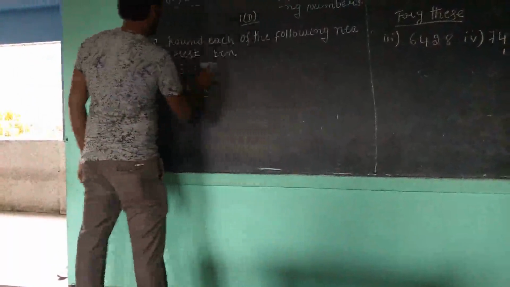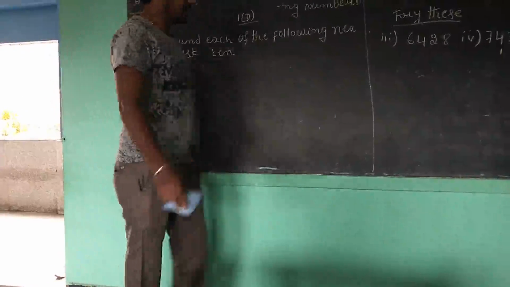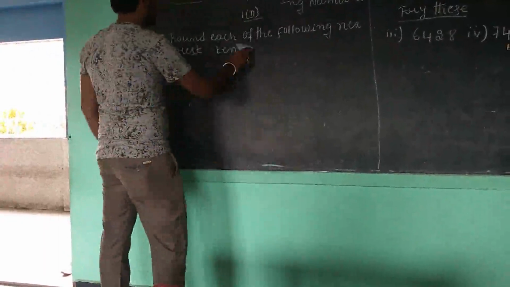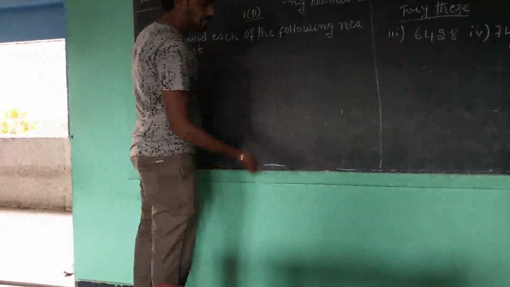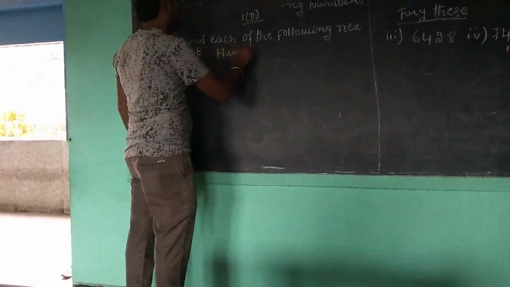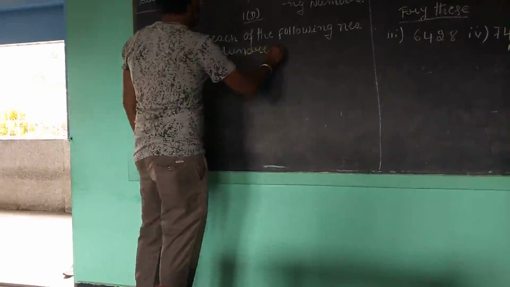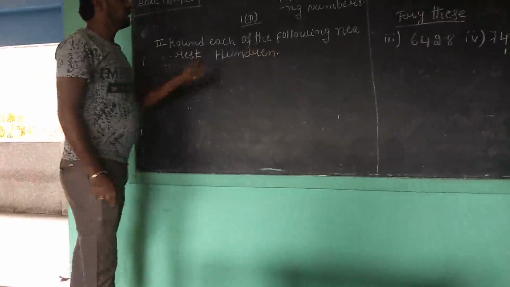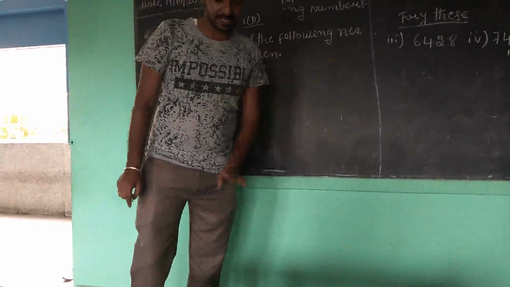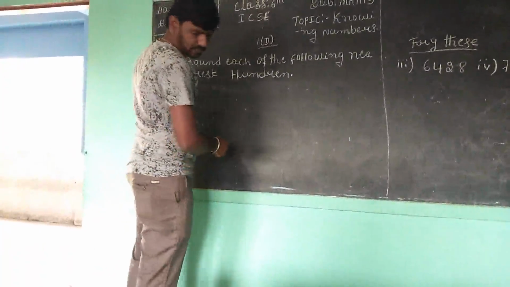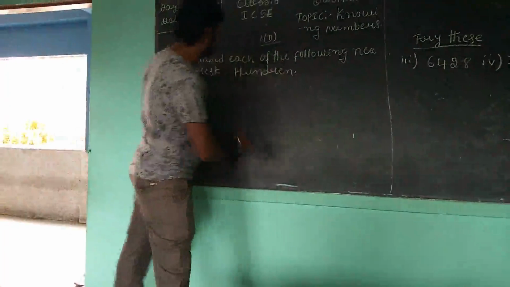Round each of the following to the nearest 100. The 10s are over children. Next you want to go to 100. That is the second line children. Round each of the following to the nearest 100. So what is the question? 24,963.